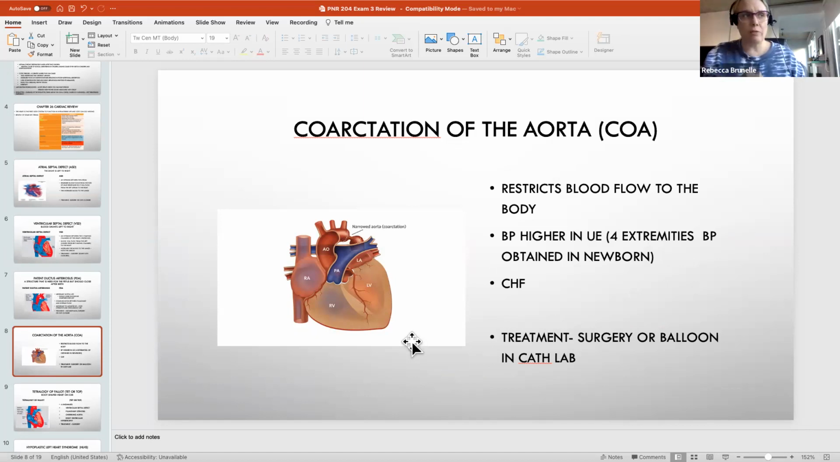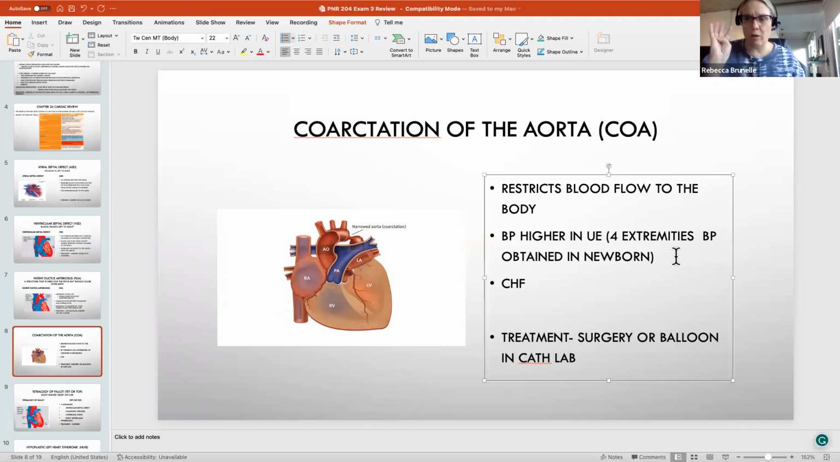So it's a narrowing of your aorta. This is the one where they tend to have a higher blood pressure in their arms and a lower blood pressure in their legs. So this is one where you see a blood pressure discrepancy. So it's a higher BP in the upper and lower in the lower extremities. So you almost always, when you're worried they might have a coarctation, you'll do what they call a 4-point blood pressure. So you'll do both arms and both legs and see what it is.